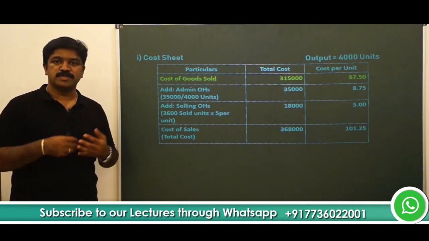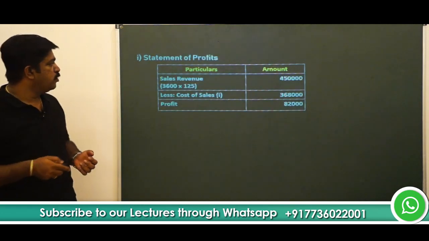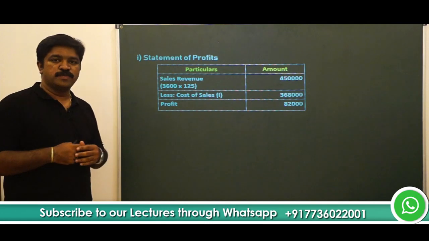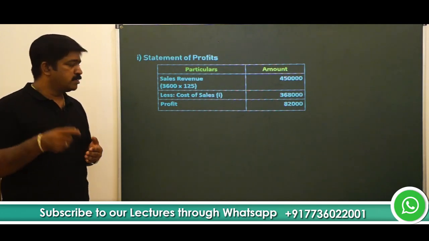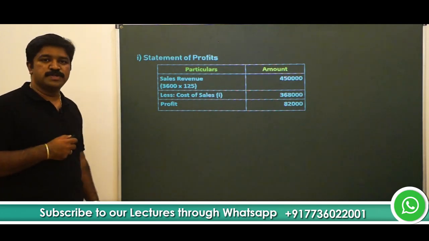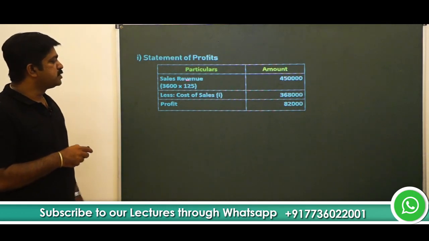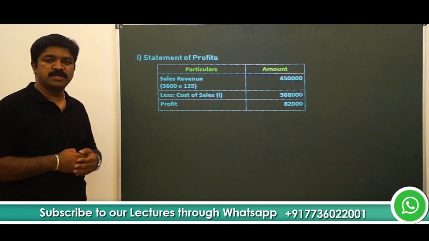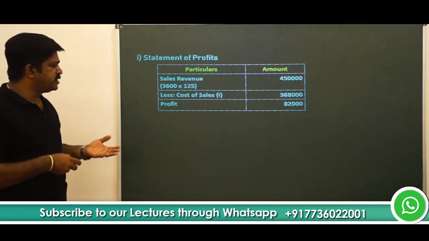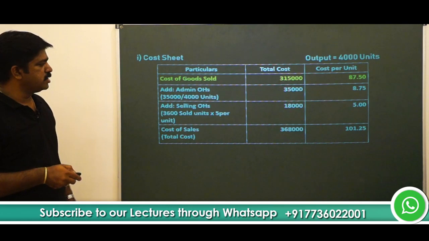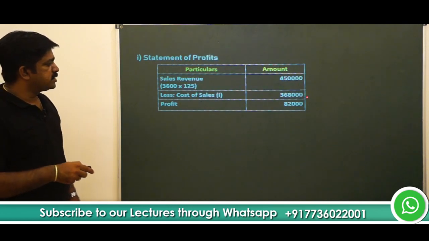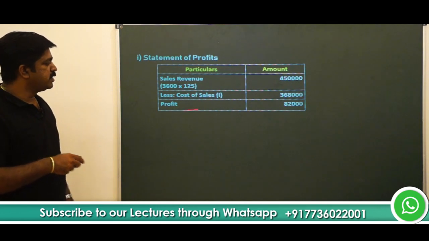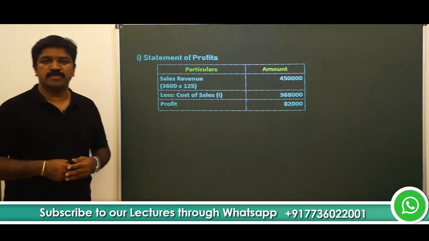Question 2, you are also expected to find out what is the profit. Let's go. Statement of profit. First we'll calculate the sales revenue. What is the selling price per unit? Given in the question as 125. How many units are sold? 3,600. So sales revenue is 3,600 into 125. It is 4,50,000. From that deduct the cost of sales which we have just calculated, that is 3,68,000. Less cost of sales 3,68,000. So 4,50,000 minus 3,68,000. This 82,000 is the profit. That is what is required in your question 2.